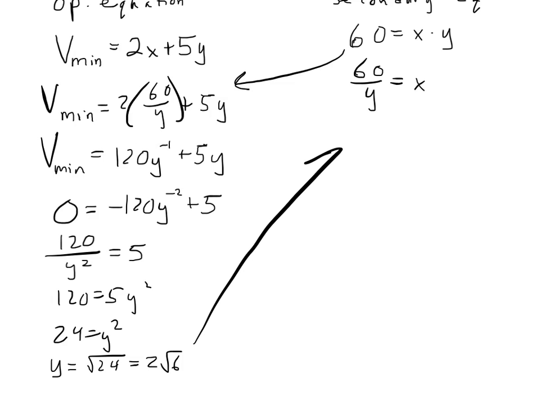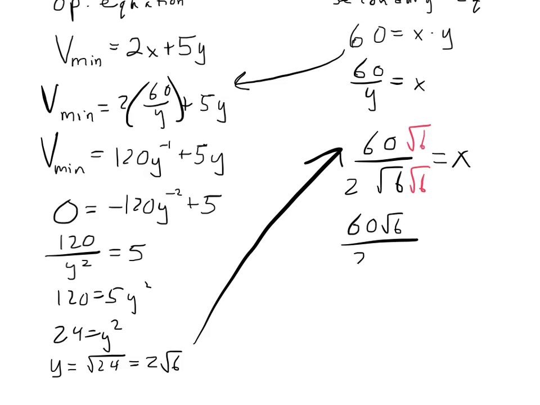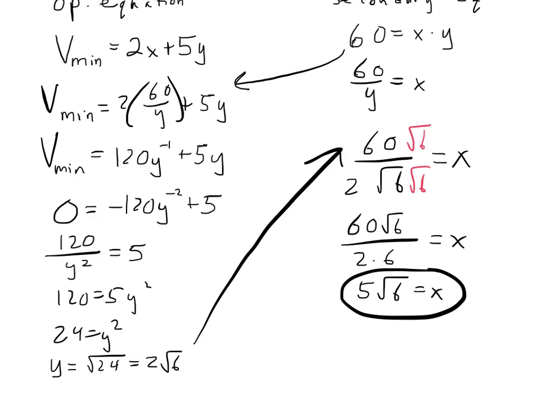When I plug that back in, I'll get 60 over 2 root 6 equals x. I'm going to multiply top and bottom by root 6 to rationalize. This is going to give me 60 root 6 over 2 times 6. Long story short, I'm going to get 5 root 6 equals x. So I got my x value, I got my y value. We're sort of done with step 5.